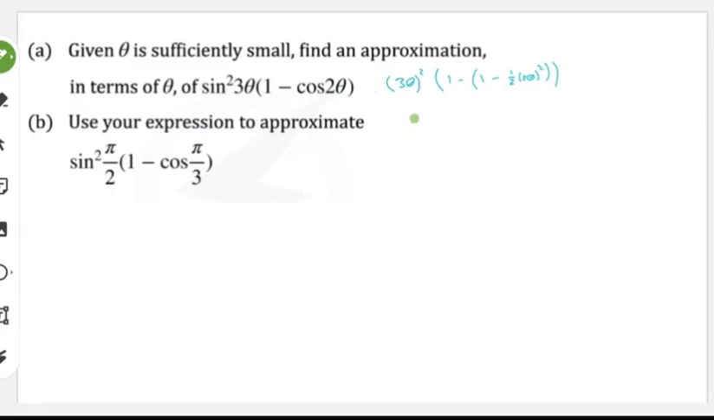Wait, wouldn't it be 9 theta squared? Yeah, it would. 9 theta squared. So I've put 3 theta in a bracket and then squared it. Oh, okay. Sorry. That's all good. That's how I start off.